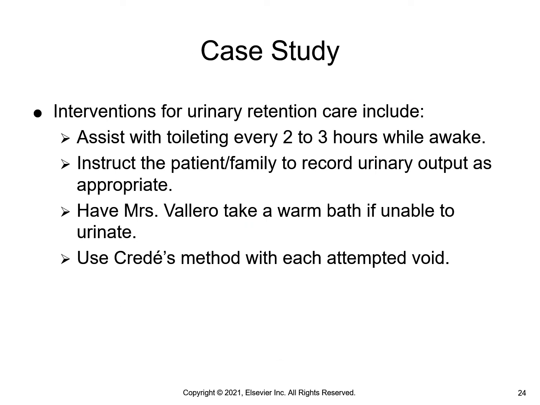Consider rationales for the interventions. Scheduled toileting is the primary behavioral intervention that is used for chronic retention and to reduce bladder capacity. Providing a record of urinary output is important to confirm voiding in small amounts. Relaxing in a bath eases discomfort and induces micturition.